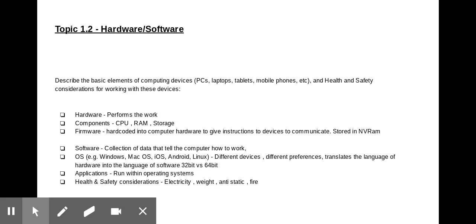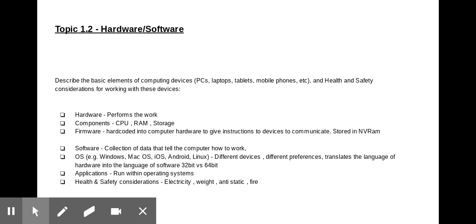Okay, understand what hardware is. So the hardware performs the work for that device. Firmware. So firmware is hard-coded into computer hardware to give instructions to devices to communicate. It's stored in non-volatile RAM. So a computer BIOS, for example, is a prime example of firmware.